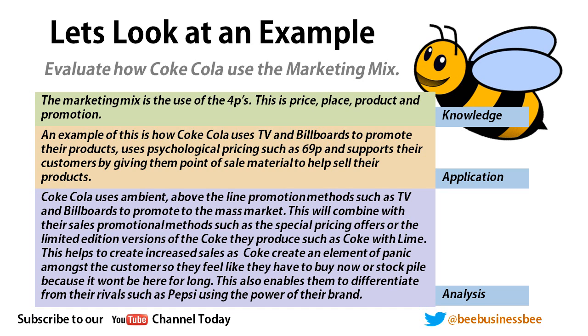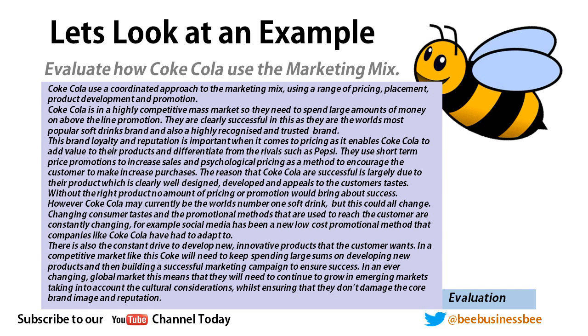So imagine that I've made my points now. That is a sort of example of an evaluation. So look at what I've said here. Coke uses a coordinated approach to the marketing mix, using a range of pricing, placement, product development and promotion. Coke is in a highly competitive mass market, so they need to spend large amounts of money on above the line promotion. They are clearly successful in this, as they are the world's most popular soft drink brand, and also a highly recognised and trusted brand.